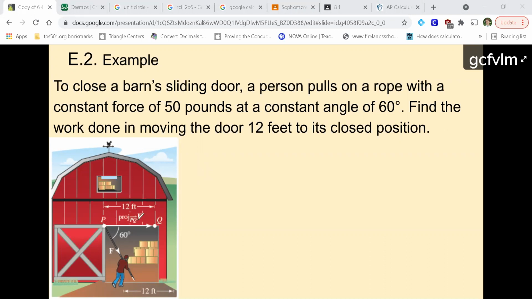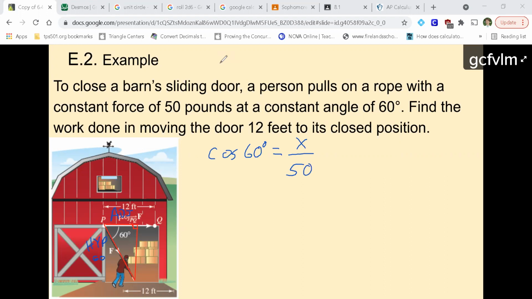All right, so find this horizontal component. I'm just going to make a right triangle. Notice that I already have the angle for this right triangle at 60 degrees. So then if I want to find the adjacent side, given the hypotenuse is 50, what we'll write is the cosine of 60 degrees is equal to x over 50.